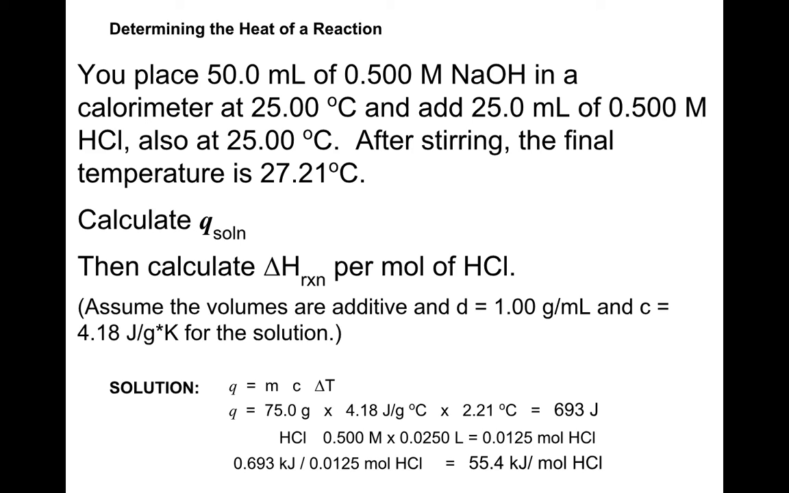Now, technically, this should have a negative on it. This is an exothermic reaction. It would be negative 55.4 kilojoules per mole of hydrochloric acid that is leaving our system, being released in the form of temperature.